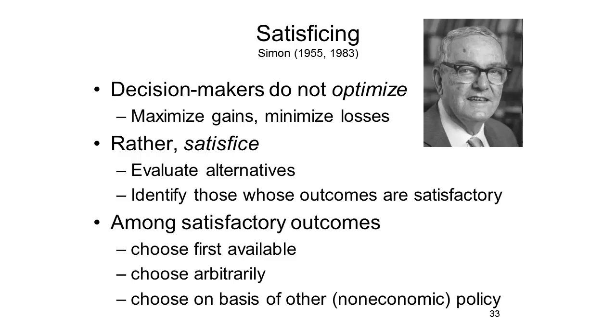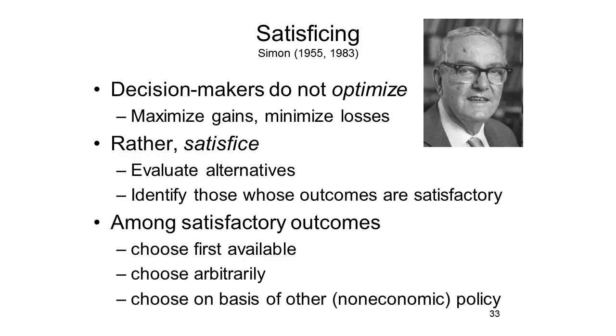Contrary to the precepts of normative rationality, Simon observed that neither people nor organizations necessarily insist on making optimal choices, that is, always choosing that single option that most maximizes gains and most minimizes losses. Rather, Simon showed that organizations evaluate all the alternatives available to them and then identify those options whose outcomes are satisfactory, hence the term satisficing. The choice among these satisfactory outcomes may be arbitrary, or it may be based on non-economic considerations. But it is rarely the optimal choice because the organization focuses on satisficing, not optimizing.